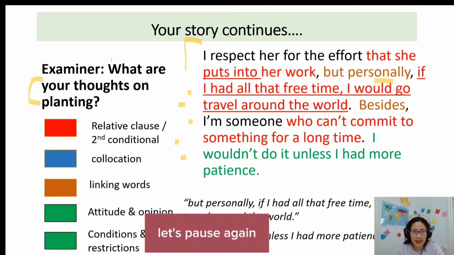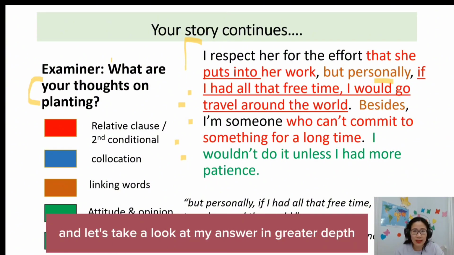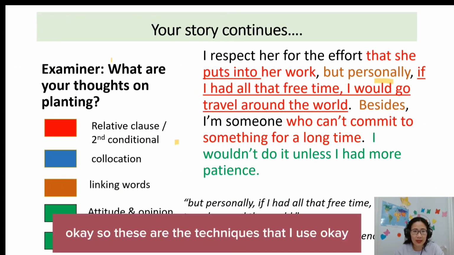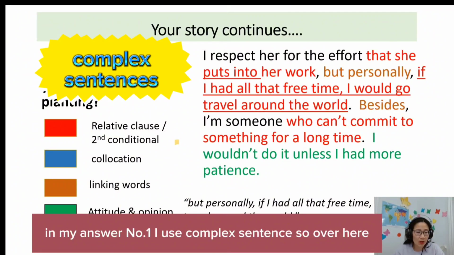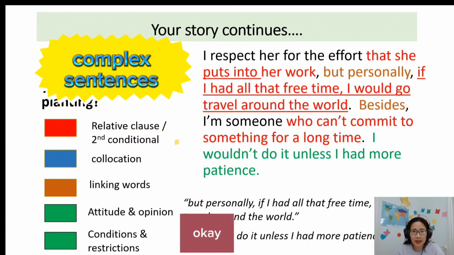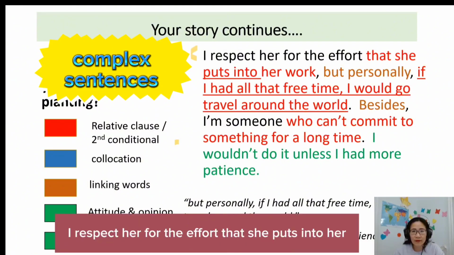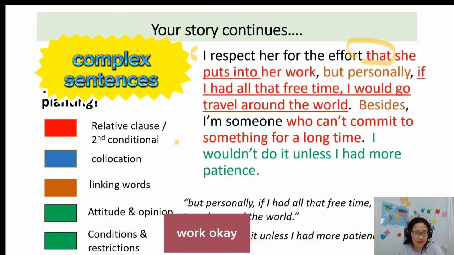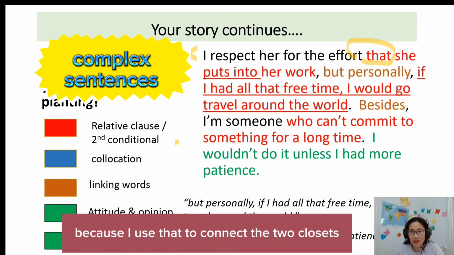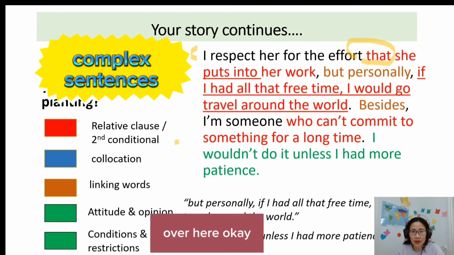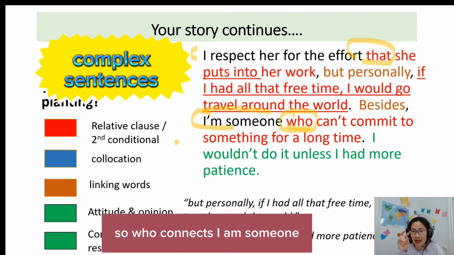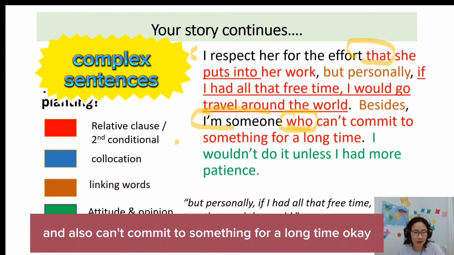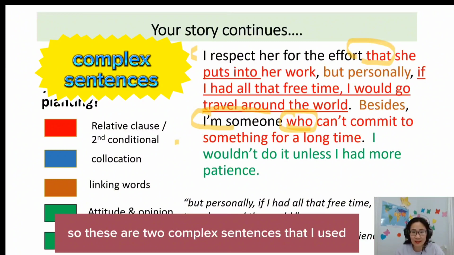Okay, let's pause again and let's take a look at my answer in greater depth. So these are the techniques that I used in my answer. Number 1, I use complex sentence. So over here, I respect her for the effort that she puts into her work. That's a complex sentence because I use that to connect the two clauses. Over here, I am someone who can't commit to something for a long time. So who connects I am someone and also can't commit to something for a long time. So these are two complex sentences that I used.